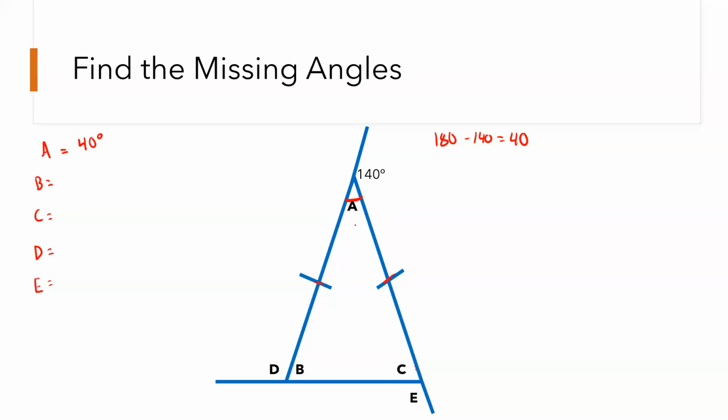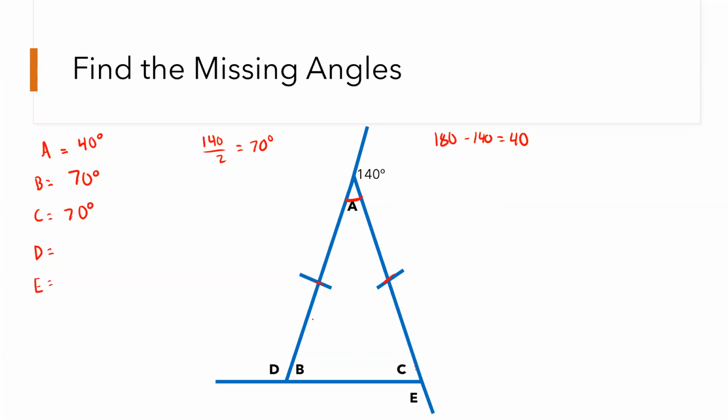Now, if A is 40 degrees, that means that B and C must add up to 140 degrees. And we know that B and C are the same because this is an isosceles triangle and their opposite edges are congruent. So because of that, both B and C are going to be equal to 140 divided by 2, which is 70 degrees. So B is 70 degrees and C is 70 degrees.